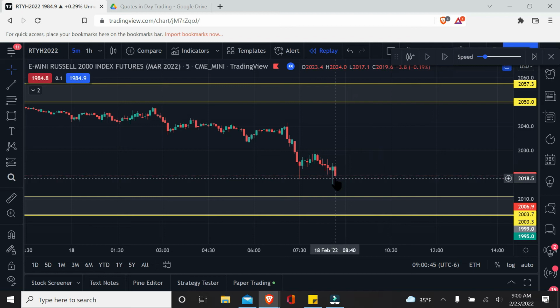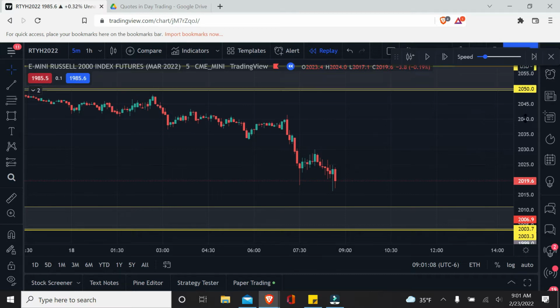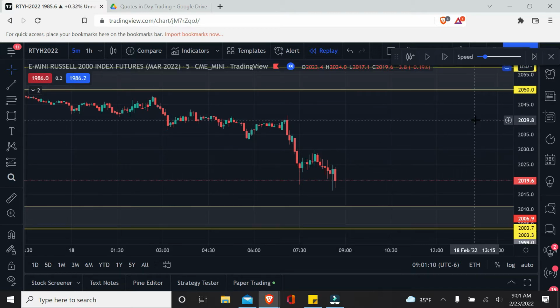Like I said, this is from February 18th, and it's 8:40 a.m. Central Standard Time. The market opened at 8:30. As I recommend, beginner traders should not trade the open because it can be very volatile, and prices can move very fast and change trends very quickly.